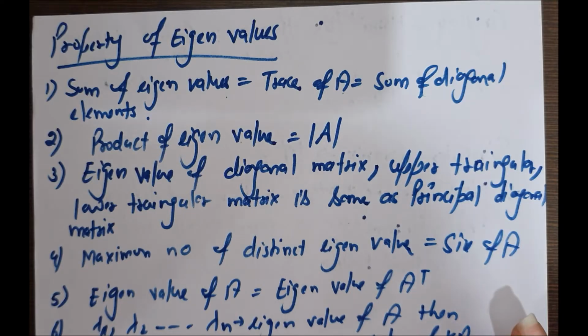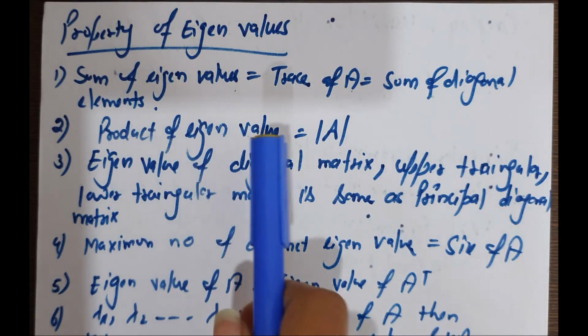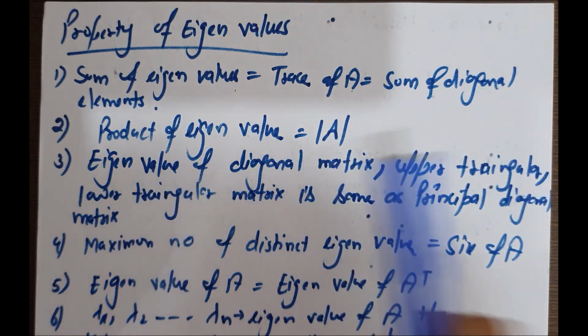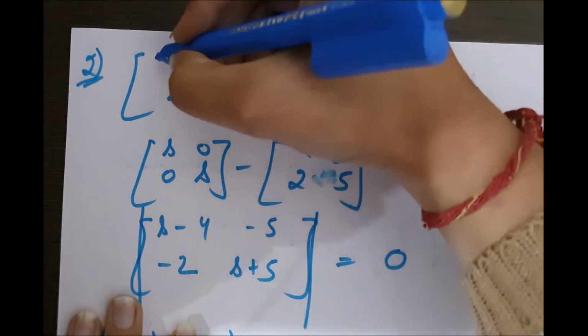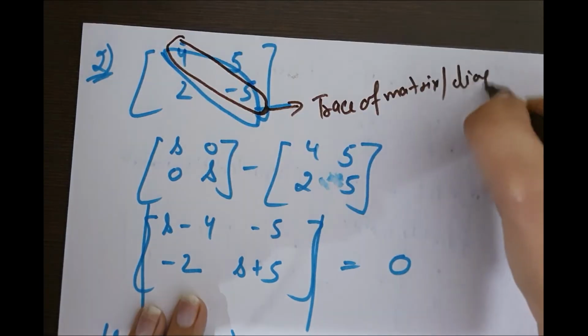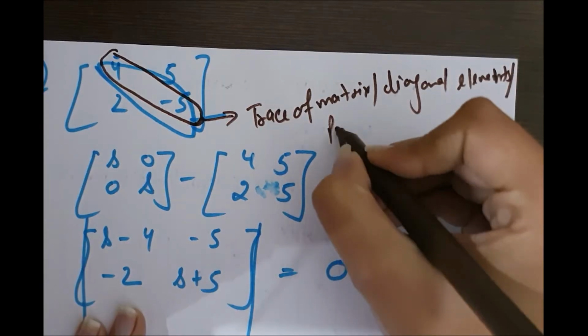So now we have seen how to calculate eigenvalues and eigenvectors. Now we switch to properties of eigenvalues. The first property: the sum of eigenvalues is equal to the trace of A, the sum of diagonal elements. Its example here: this is called the trace of a matrix, the sum of the principal diagonal elements.